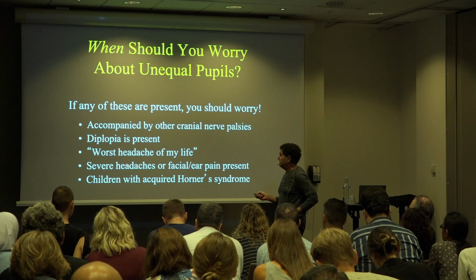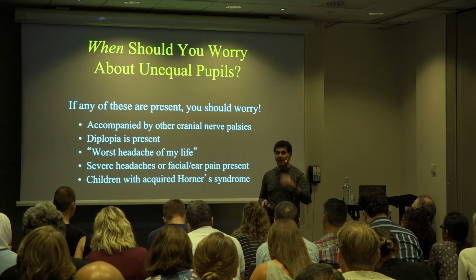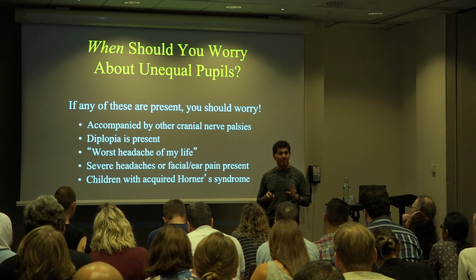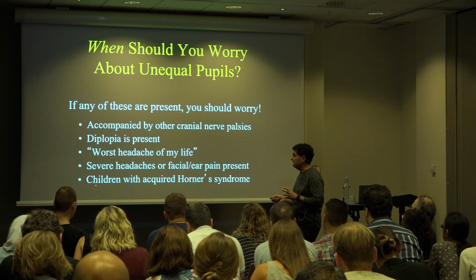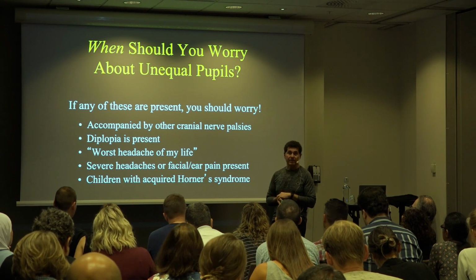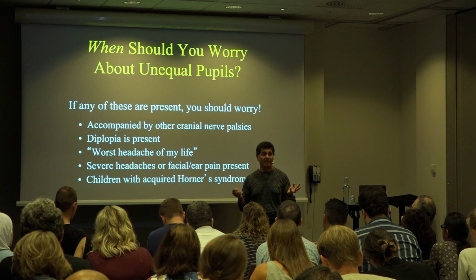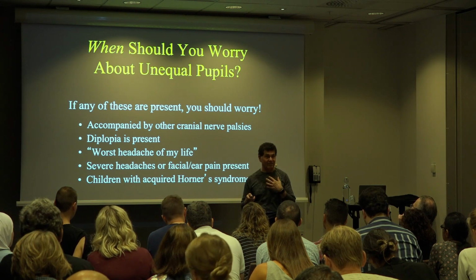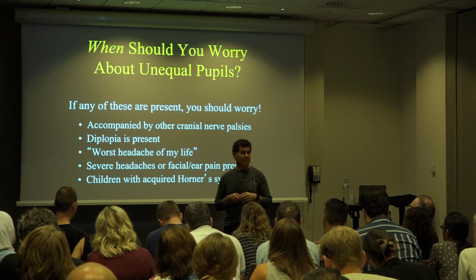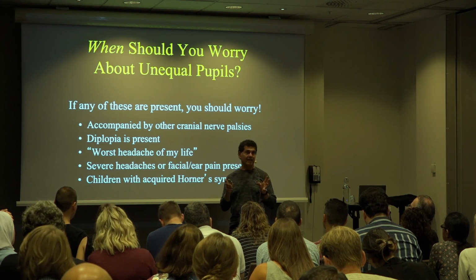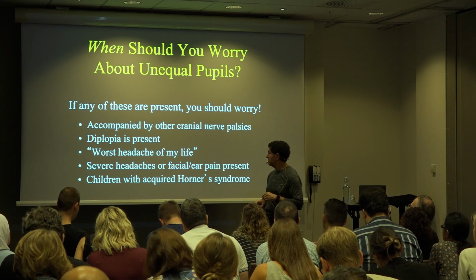If you have a severe headache or facial and ear pain, we're going to show an example, and you have an anisocoria, that means something special. And also children with an acquired Horner syndrome. You look at their baby pictures, they didn't have an anisocoria. Now they have a Horner syndrome and they didn't have any cardiac surgery, no neck surgery. You worry about neuroblastomas. So children, special category of anisocoria, you have to start thinking about these things.